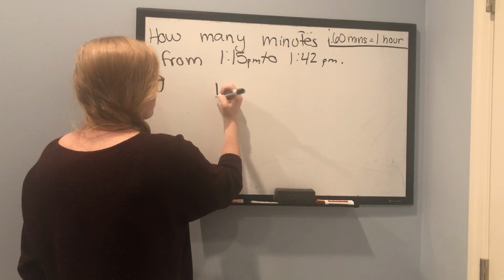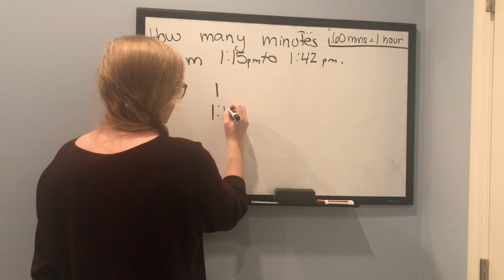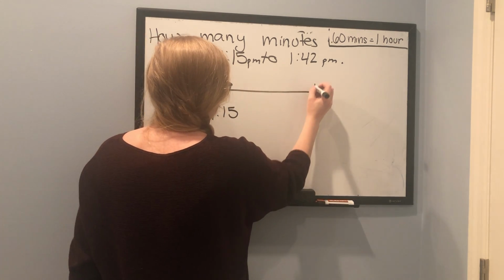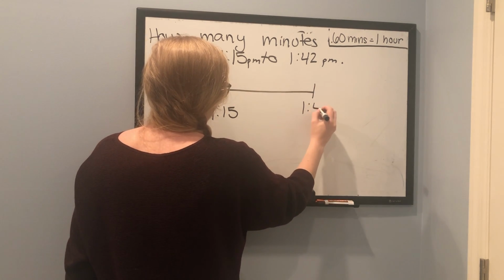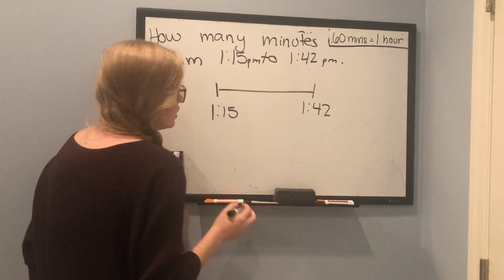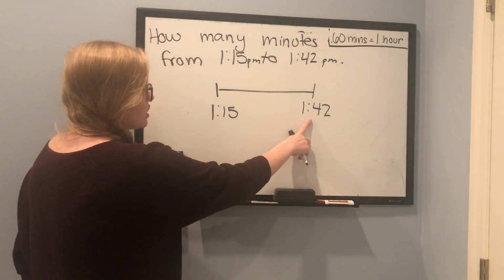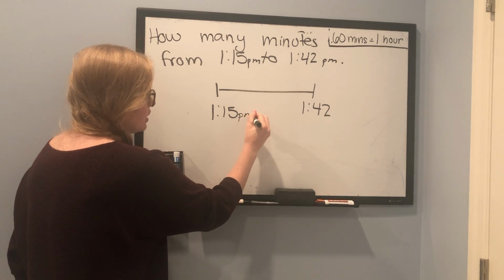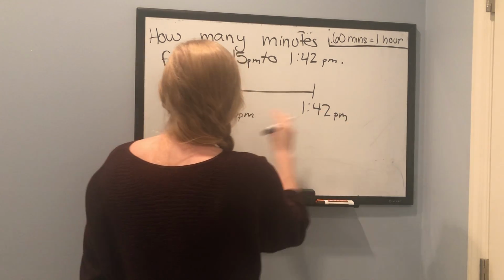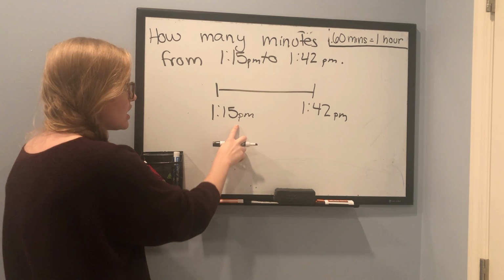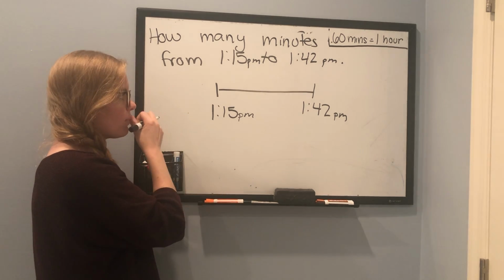So with our number line, we start at 1:15. We need to get to 1:42. Now, again, you choose what jumps you want to make, but we want to get to 1:42. Okay, this is PM, this is PM. So, shoot, this is going to be a little bit tricky for me.